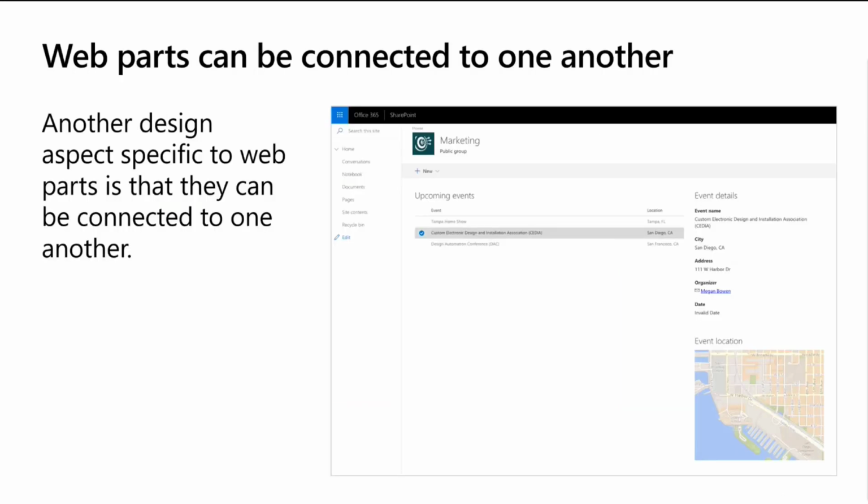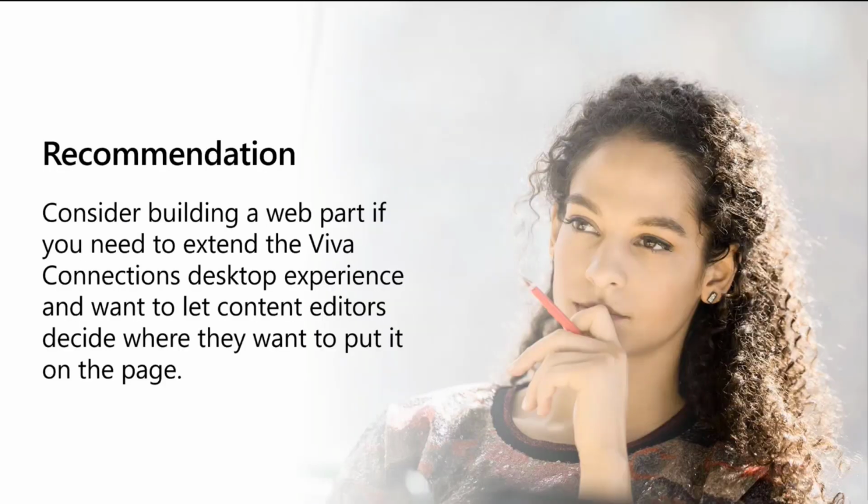Also, web parts, including in Viva Connections or in SharePoint Online, can be connected between each other. So you can build these connected experiences, which is really cool as well. As a rule of thumb, we recommend building web parts if you need an extended Viva Connections desktop experience and you want to let content editors decide what to put on a page. You then have this configurable option to add to or remove from a page. That's the rule of thumb for when a web part is the right option.